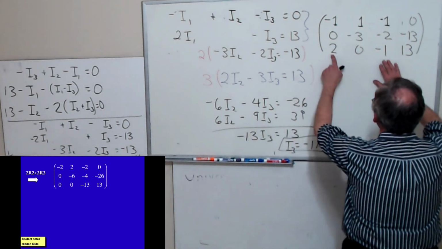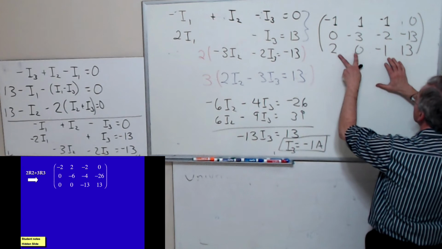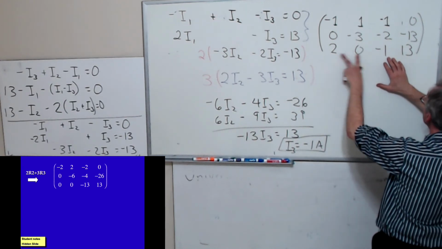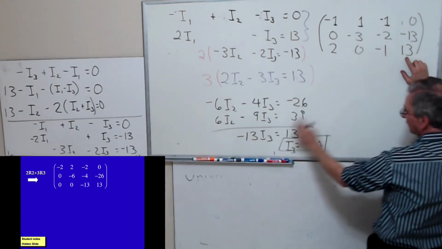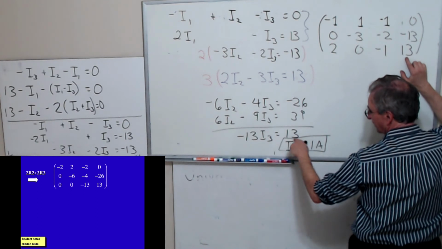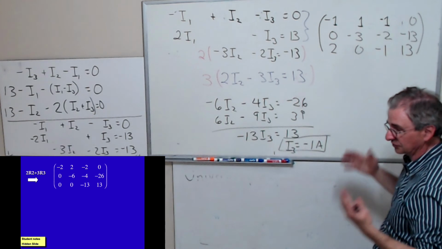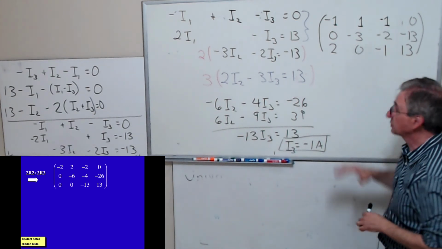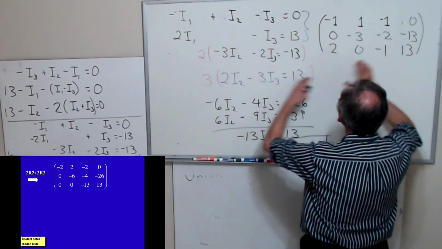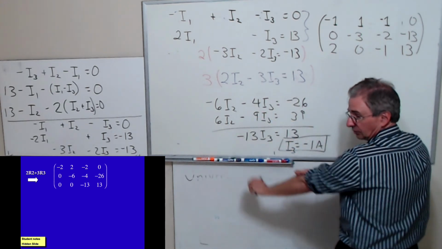So basically when I get both of these down here to be 0, I know I have an equation that looks like this. I get minus 13 equals 13. Then I can just solve for I3. It's just another way of writing this. This is actually less writing than writing all the i's out.